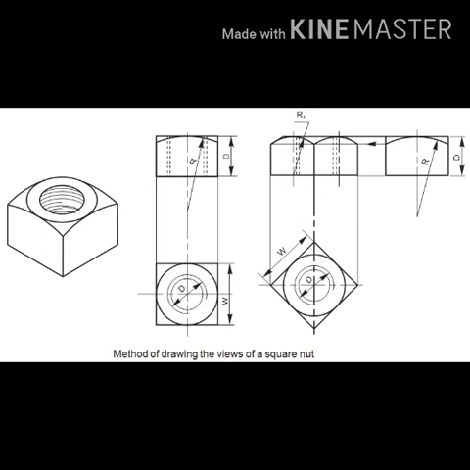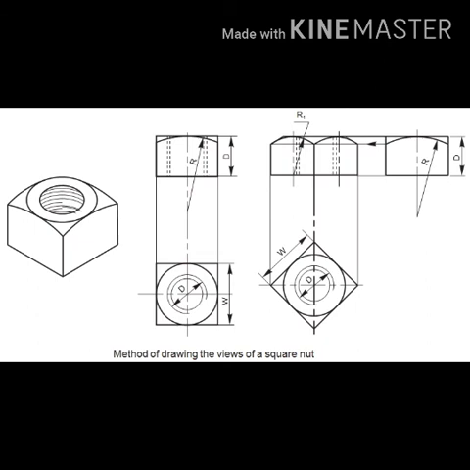Let us discuss another type of nut, that is called the square nut. This slide shows an orthographic representation of the square nut. Here all parameters are in terms of d. These parameters are almost the same as those of a hexagonal nut, except the width and corner to corner distance of the square nut are different from the hexagonal nut.